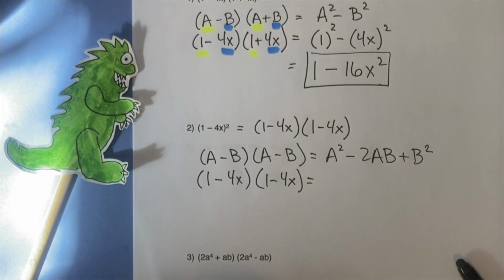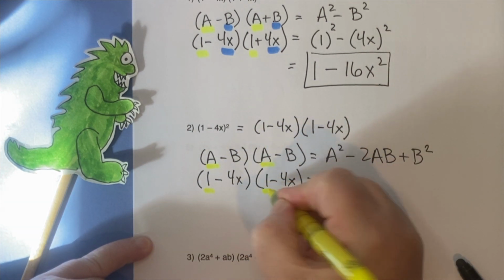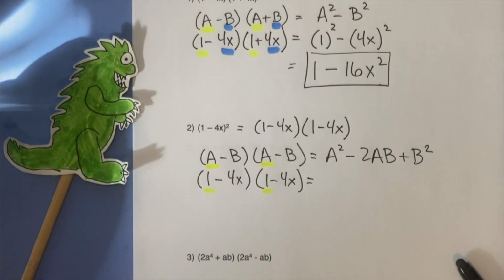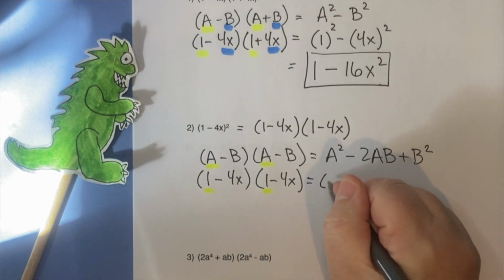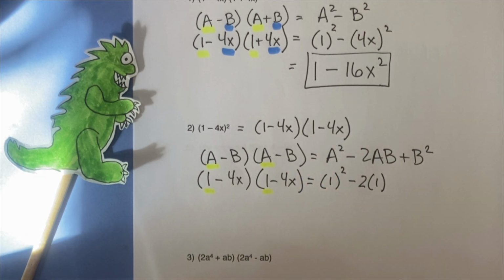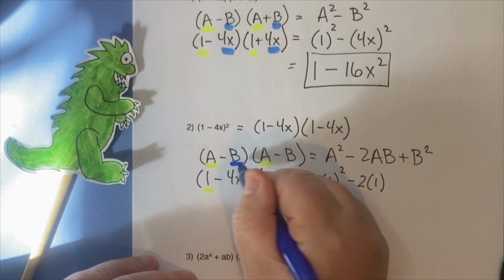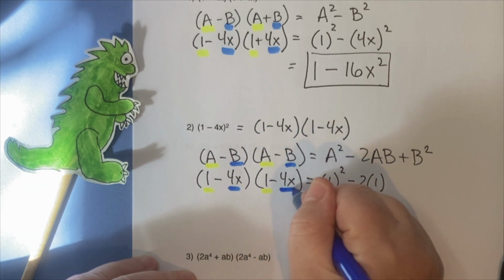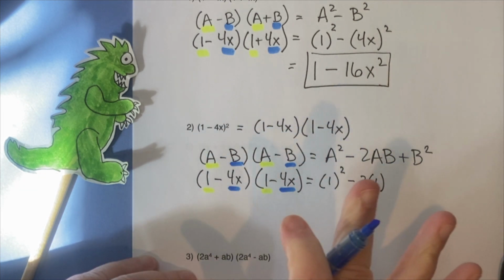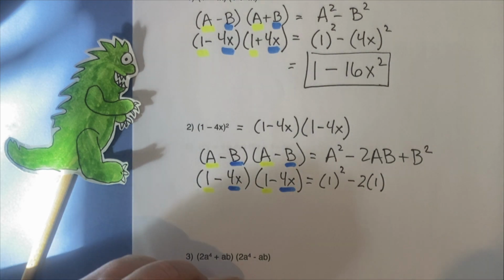So my A, which I used yellow for, my A is 1. So everywhere that I see an A or an A squared, I'm going to put in a 1. So far, so good. There's my A squared, 1 squared, and my 2A, 2 times 1. And then my B is just the 4x. If I use this formula, see how the minuses line up? I don't have to worry about the minuses. So everywhere I see a B, I put in 4x.